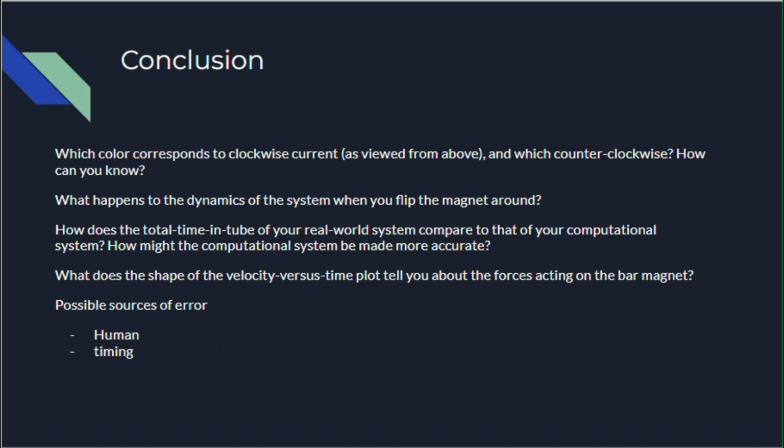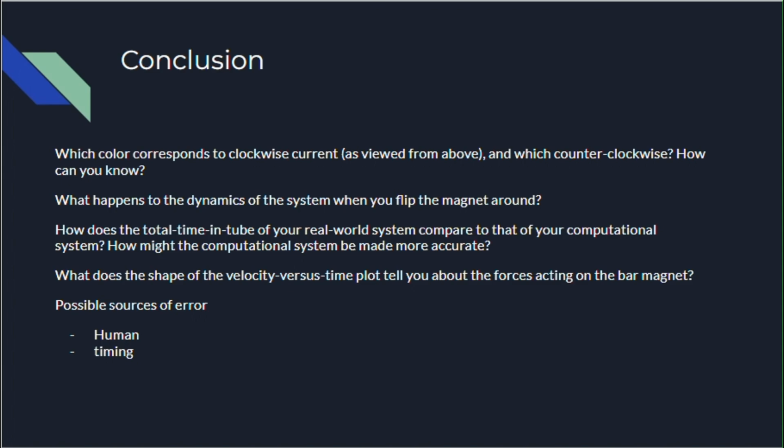So in the conclusion, which color corresponds to clockwise current as viewed from above and which to counterclockwise, and how can we know? The blue is a counterclockwise direction. The red is a clockwise direction. The reason we know is the magnetic flux increases in the negative y direction because the north end was pointed downward. So to balance this, the blue current must be in the counterclockwise direction. And then the magnetic flux decreases in the negative y direction. So the blue current then would be in the clockwise direction, or the red current.